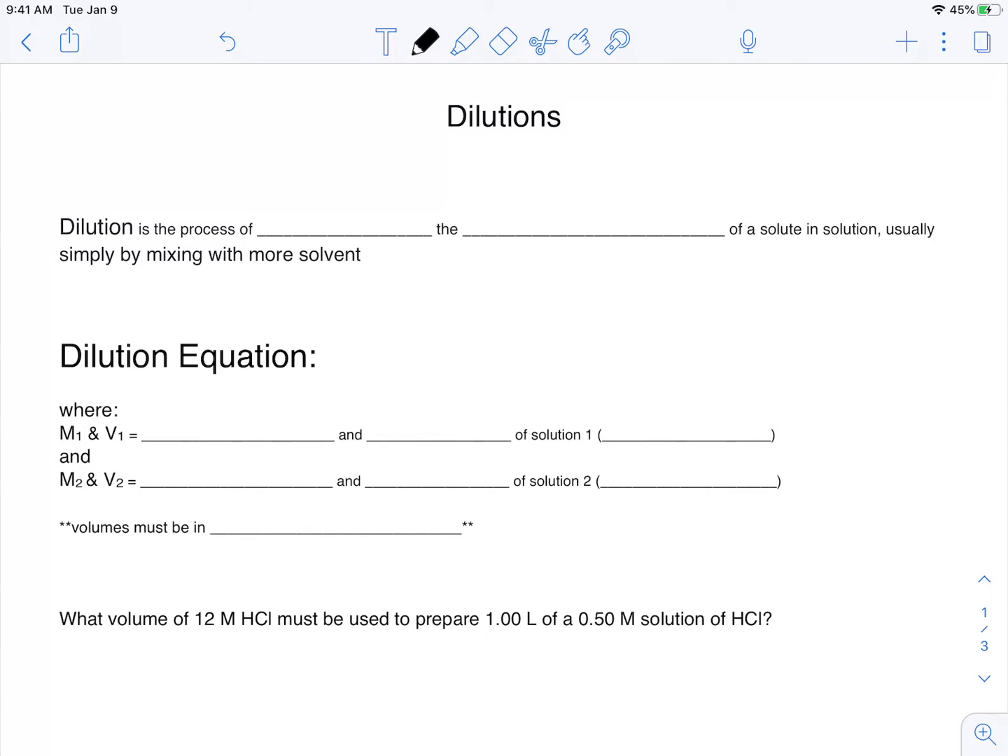Hi everyone, today we have some notes on dilutions. These will be guided notes, so you can fill these notes out with me as I go through them. These notes will be located on Classroom.